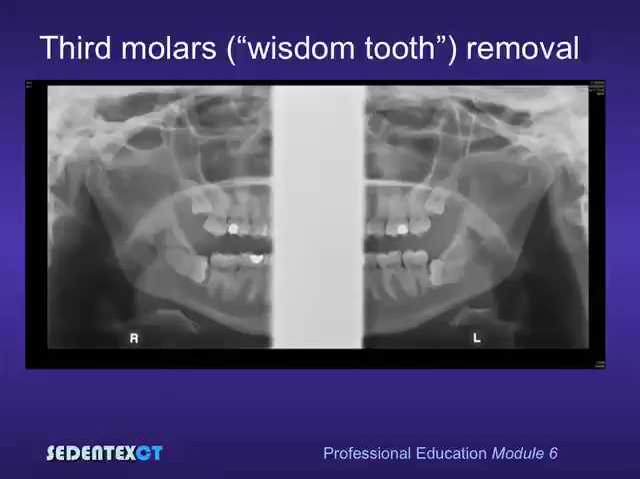A diagnostic task which is commonly performed by dentists is, of course, assessment of third molars, or wisdom teeth. This is used to establish the depth of the impaction, the number of roots, the divergence of the roots, but very importantly as well, the association of the tooth with the inferior alveolar canal because of the risk of damaging the nerve in the canal during the removal of the wisdom tooth.